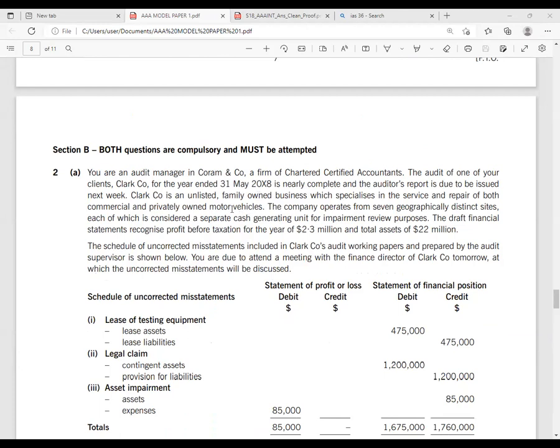Clerk Company is an unlisted, family-owned business which specializes in the service and repair of both commercial and privately owned motor vehicles. The company operates from 7 geographically distinct sites, each of which is considered a separate cash-generating unit, CGU, for impairment review purposes. The draft financial statements recognize profit before tax of 2.3 million. Of course, they're giving us these figures for the purpose of calculating materiality, and total assets of 22 million.